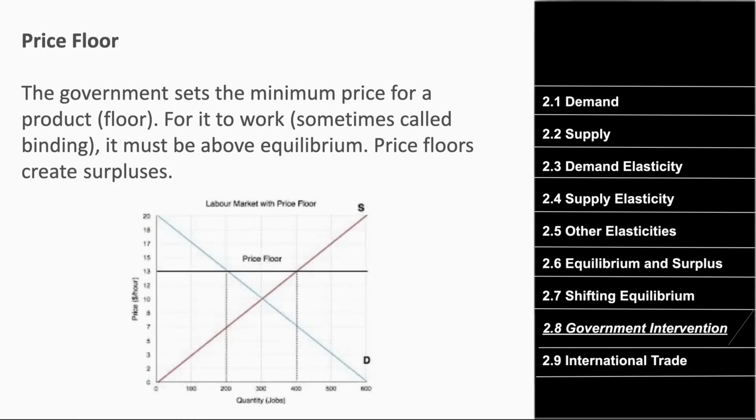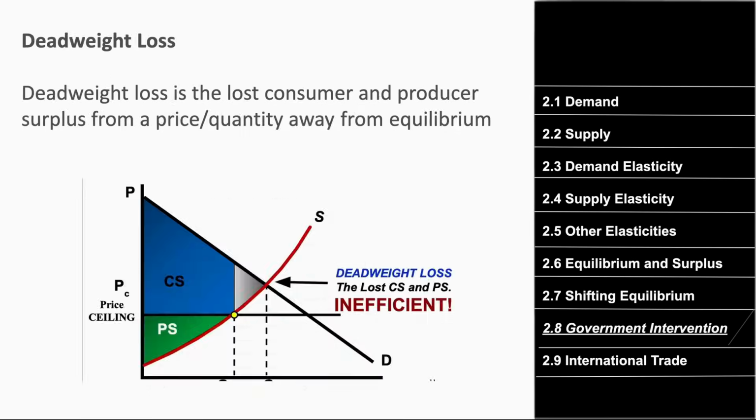And then you also have a price floor. A price floor is the minimum price a product needs to be. And for a binding price floor, you need to have it above equilibrium. And remember, when price is ever above equilibrium, you have a surplus, too much of a product.